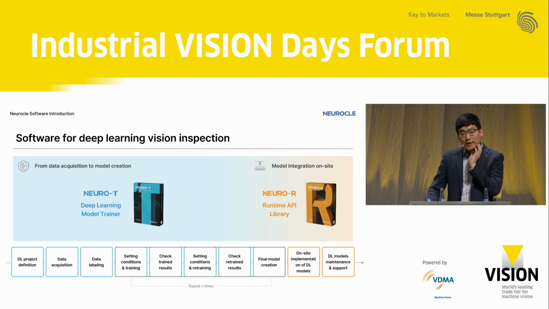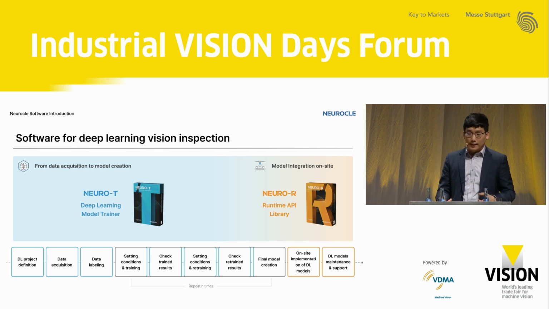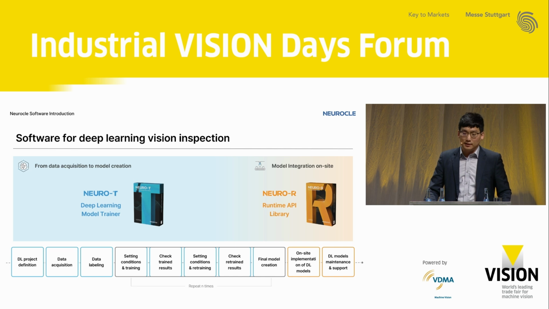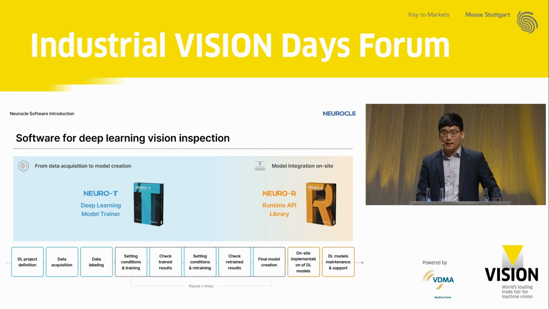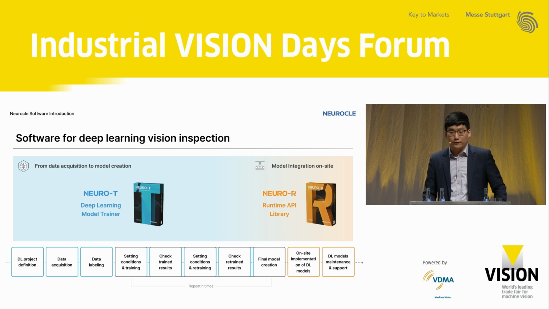So with our training software called NeuroT, you can upload your data, upload your images, manage your data, and then do the labelings, and then train the model, and then check the model's result and performance. And once you are satisfied with the model's result, you can easily export that model, and you can integrate this model with our runtime libraries. So this is the concept of NeuroT and NeuroR. T stands for the training software, and R stands for the runtime libraries.